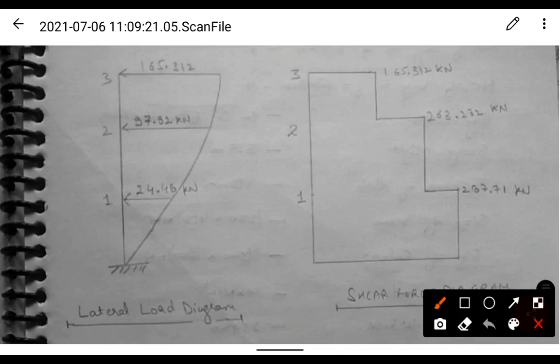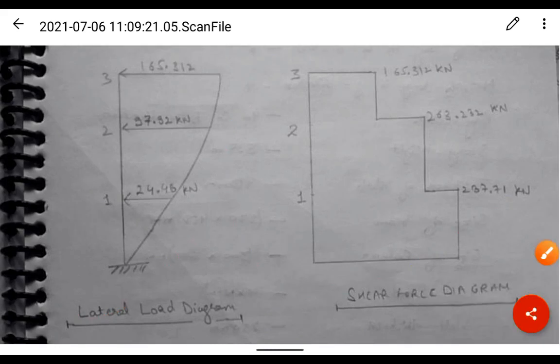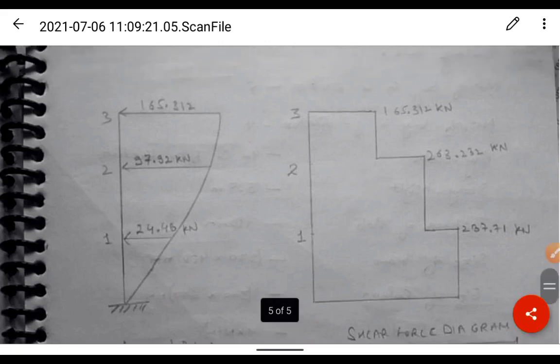As per the data which we have calculated or extracted by using different formulas, after that we are going to build this diagram. This is the lateral load diagram, and this is the shear force diagram. For the different values of shear force, there would be variation in these graphs.